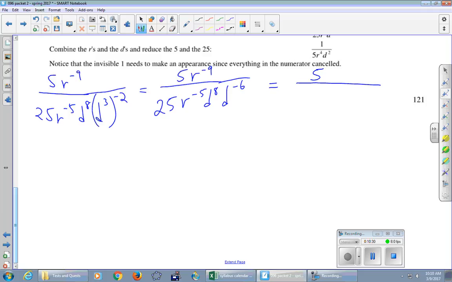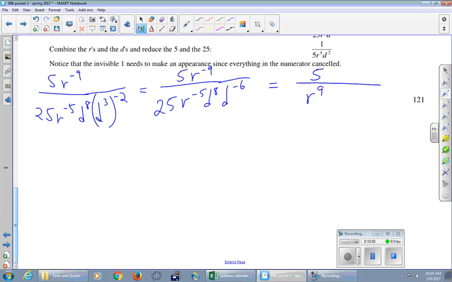The r to the -9, does it have a negative exponent? Yes, negative exponents mean movement. So we are going to move the r to the -9 where? Downstairs to the denominator, and it becomes r to the +9. It's not r to the -9 anymore. When you move it, you take care of that negativity.